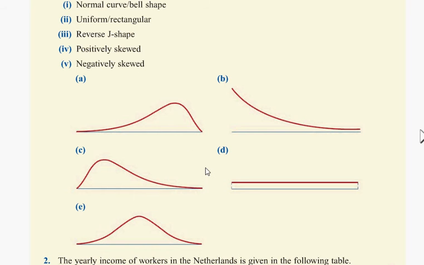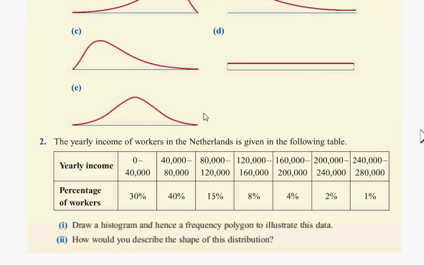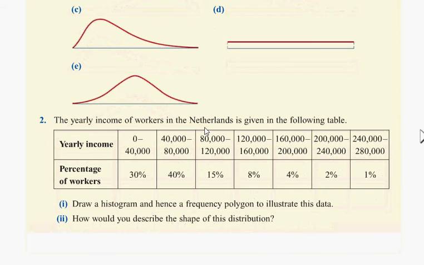Okay. Now number 2. The yearly income of workers in the Netherlands is given out by the following table. 0 to 40,000 is 30%, 40 to 80,000 is 40%, 80 to 120 is 15, 120 to 160 8, and 4%, 2%, 1%. It says draw a histogram and hence a frequency polygon to illustrate the data shown.